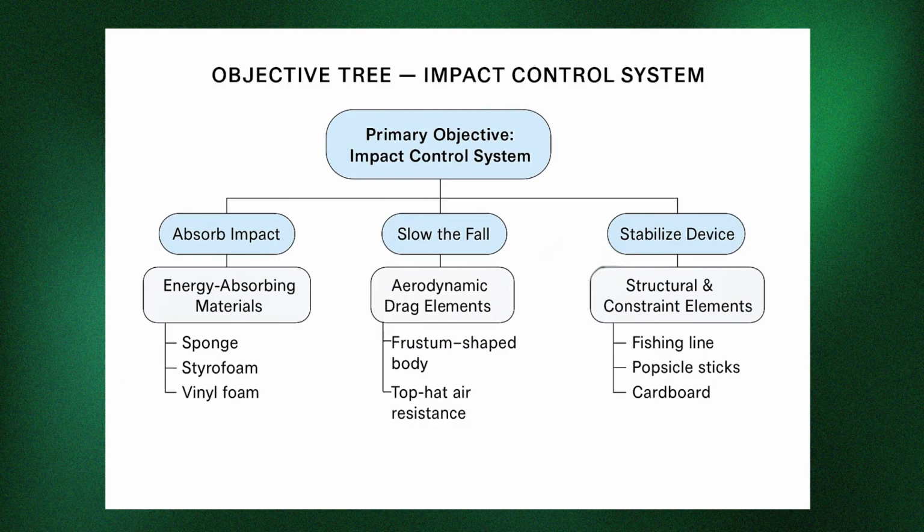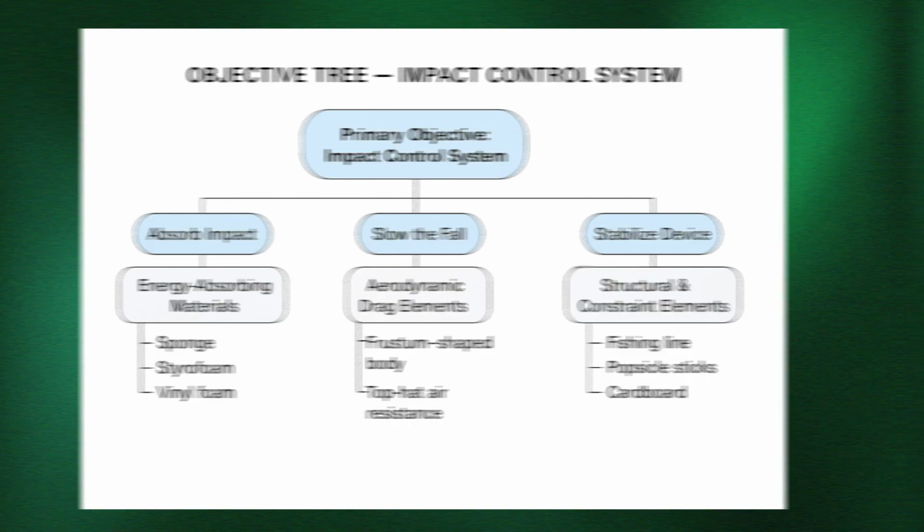This objective tree shows how our impact control system works. Our main goal is to protect the device during a drop. First, we slow the fall using aerodynamic drag from a frustum-shaped body and a top hat for air resistance, which reduces the device's velocity before impact. Next, we stabilize the system with structural elements like fishing line, popsicle sticks, and cardboard to prevent tumbling and keep the device properly oriented. Finally, we absorb the impact, using energy-absorbing materials such as sponge, styrofoam, and even vinyl foam to reduce peak acceleration on landing.